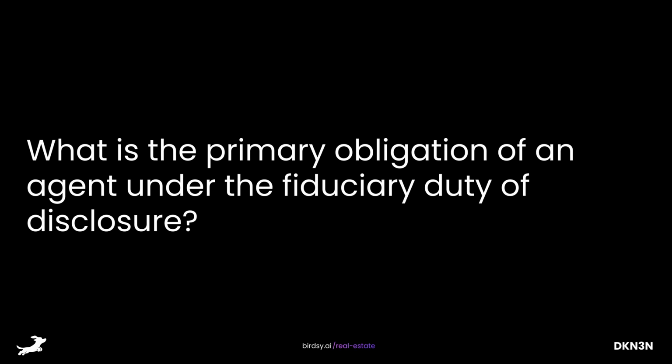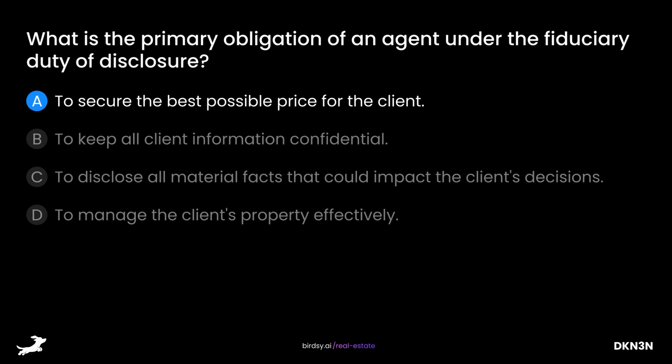What is the primary obligation of an agent under the fiduciary duty of disclosure? Is it A, to secure the best possible price for the client? B, to keep all client information confidential? C, to disclose all material facts that could impact the client's decisions? Or D, to manage the client's property effectively? The answer is C, to disclose all material facts that could impact the client's decisions.